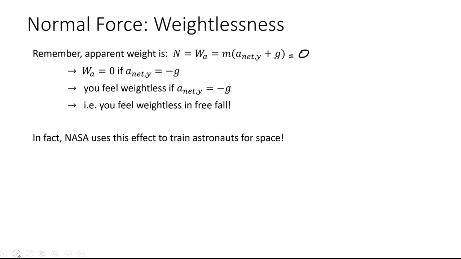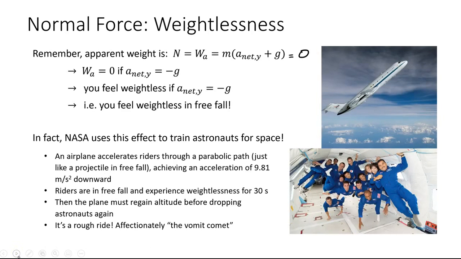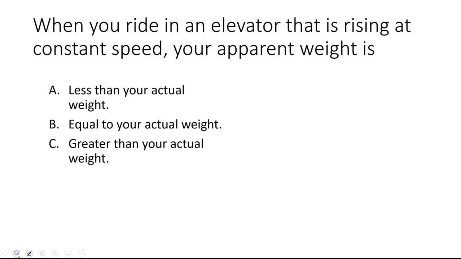A classic example is that NASA uses this effect to train astronauts for going to space. They use an airplane which goes up really high and then dives down really quickly so that the astronauts inside experience weightlessness. They experience an acceleration of minus g, and so they feel weightless on the way down. Apparently it's a pretty rough ride. It's affectionately referred to as the vomit comet. So kind of fun. There are lots of videos online if you're interested in seeing it. It turns out the weightlessness part of it only lasts about 30 seconds while it just accelerates straight down, but pretty cool.